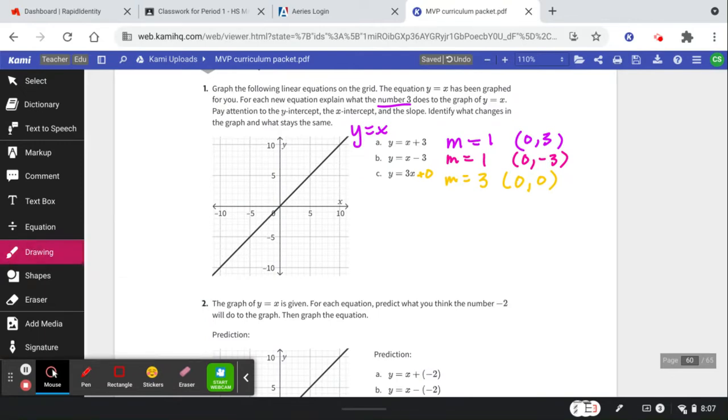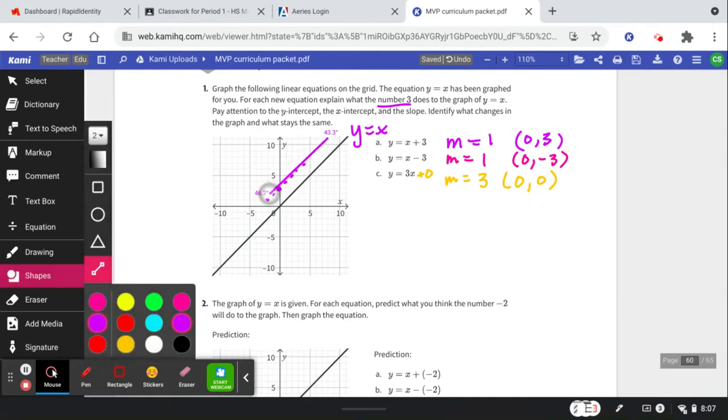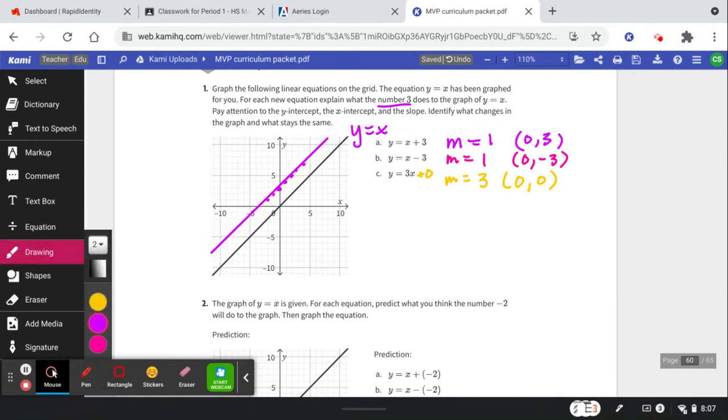I'm going to use those associated colors, starting at 0, 3, 1, 2, 3. And then this is the purple one, going up 1, over 1, up 1, over 1, etc. And then go ahead and connect that line. So notice what happened for purple is it moved the graph up 3. So what did the plus 3 do in A? It moved the graph up 3.